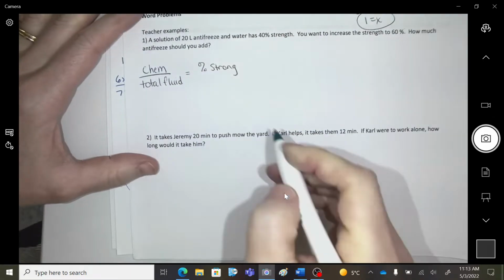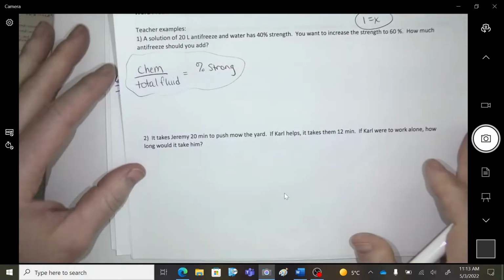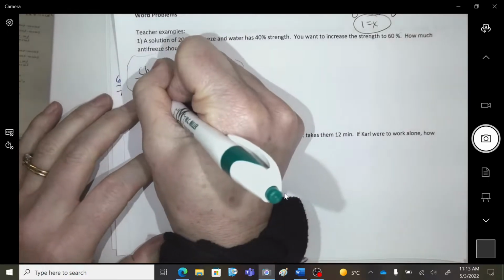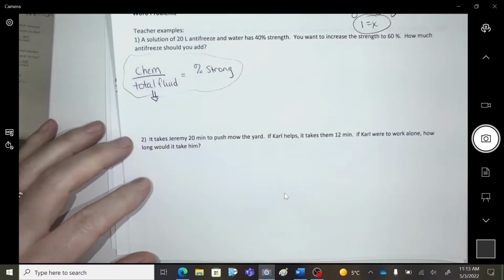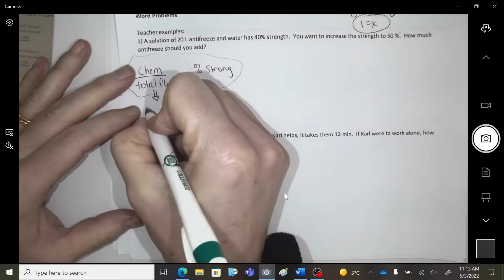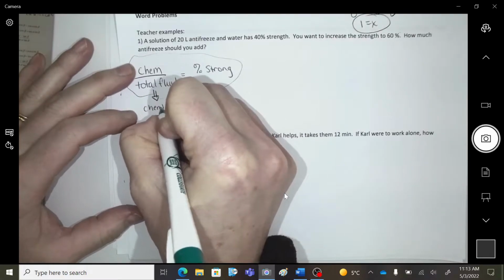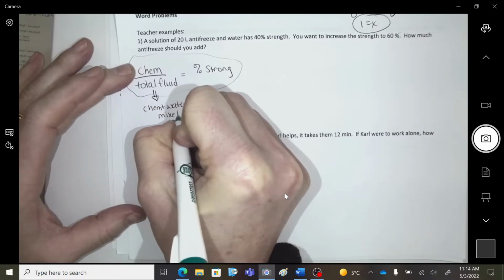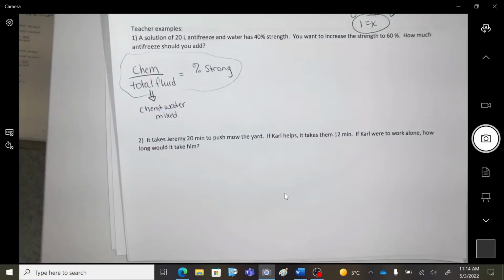Okay, so here is the overall strategy. The chemical that you have divided by the total fluid equals how % strong it is. And the total fluid is when you have the chemical and the water mixed. That's what I'd be talking about with everything in there.